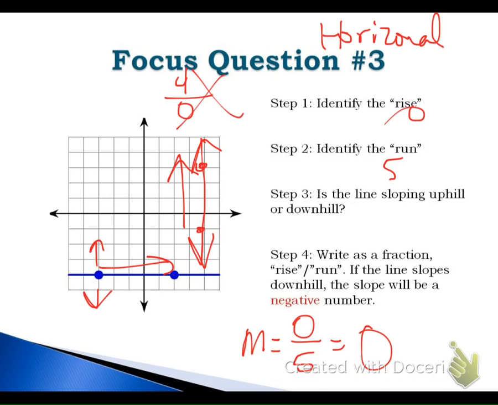If you try it on your calculator, go ahead and try it right now. Put 4 divided by 0 in your calculator, press equals, what do you get? You should get error, ERR, or something like that, because it won't let you do it. That's because there's no slope for vertical lines, only horizontal lines, which have a slope equal to 0.